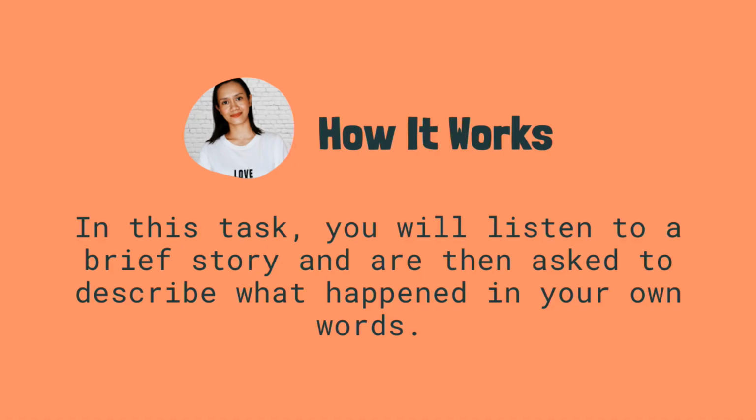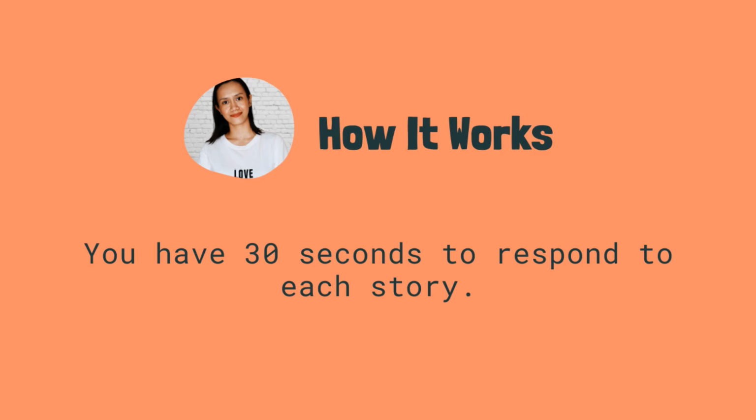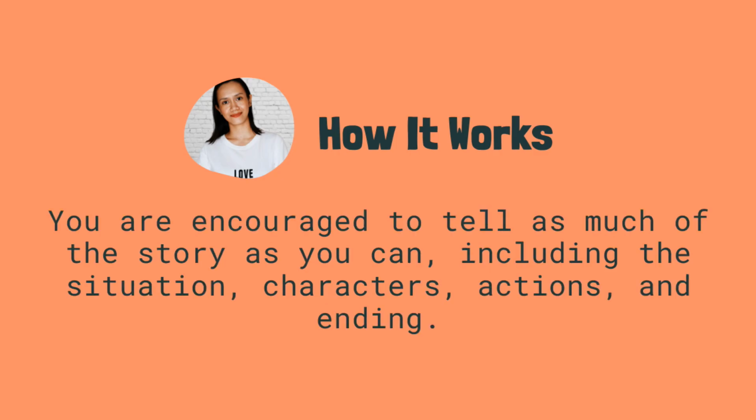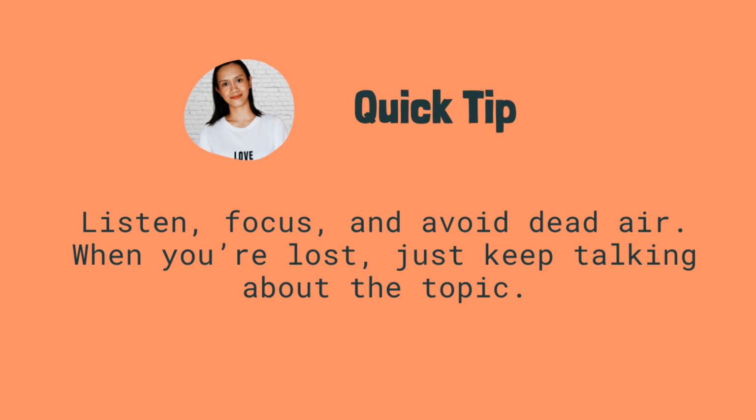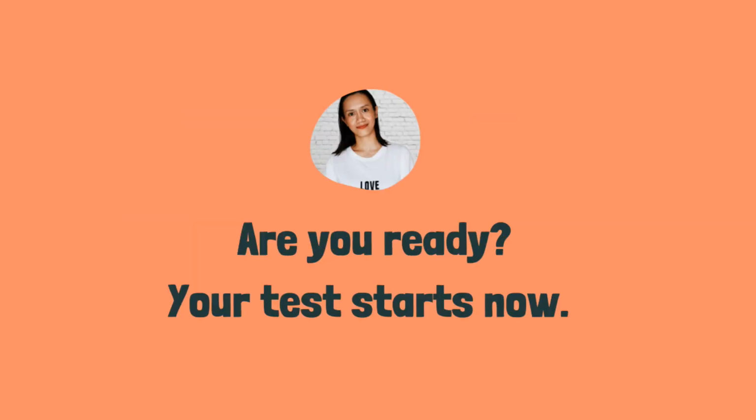In this task, you will listen to a brief story and are then asked to describe what happened in your own words. You have 30 seconds to respond to each story. You are encouraged to tell as much of the story as you can, including the situation, characters, actions, and ending. The stories consist of 3 to 6 sentences and contain 30 to 90 words. Quick tip: listen, focus, and avoid dead air. When you are lost, just keep talking about the topic. Are you ready? Your test starts now.